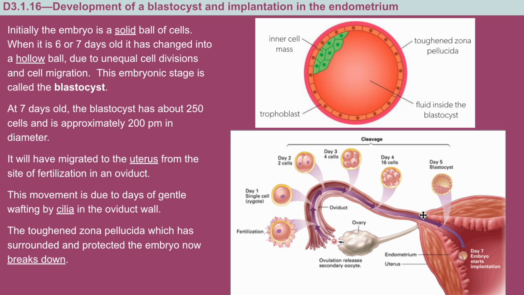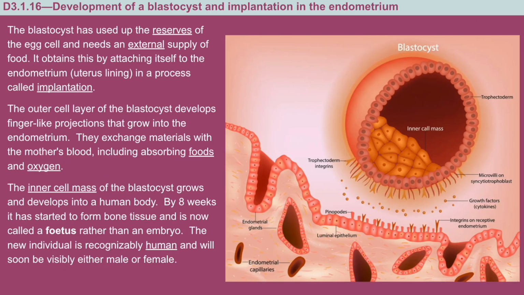Okay, over a period of about a week, approximately on day 7, the embryo will start implantation in the endometrium, which is that uterine lining. Okay, and at this time, the blastocyst has used up all the reserves of the egg cell. It needs an external supply of food. So it's going to attach to the endometrium in a process called implantation.